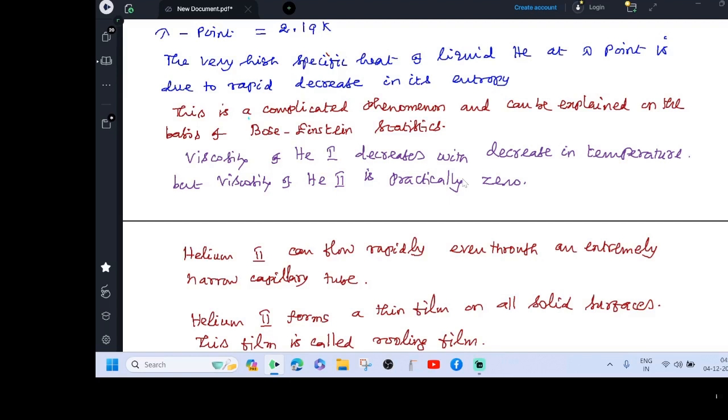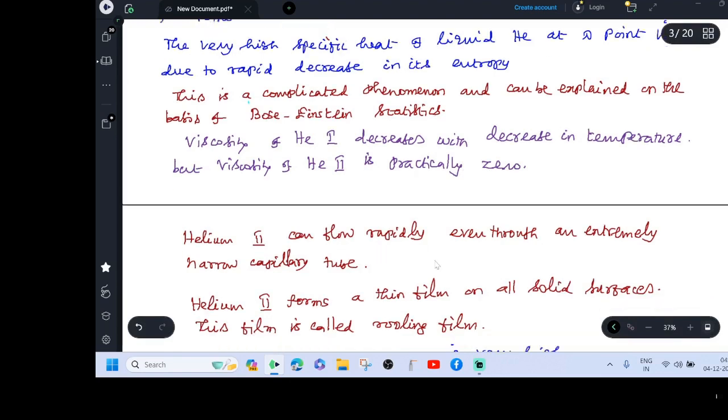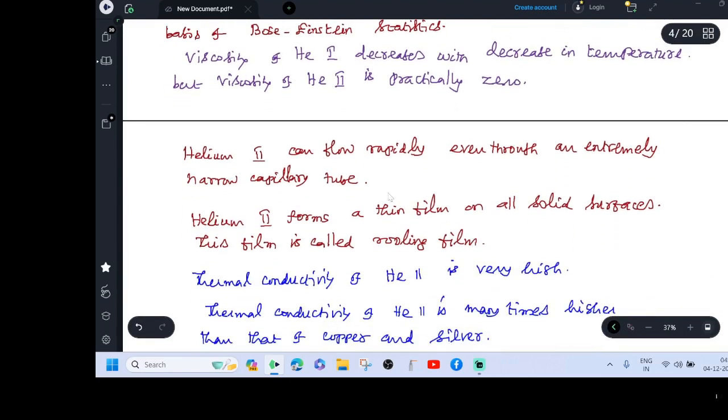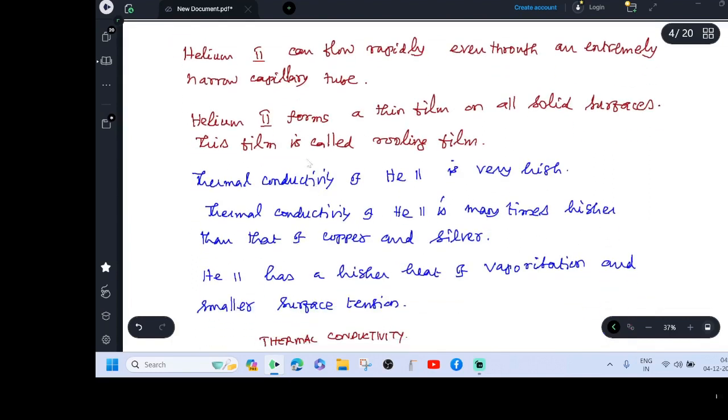However, the viscosity of helium 2 is practically zero. Helium 2 can flow rapidly even through an extremely narrow capillary tube. Helium 2 forms a film on solid surfaces. Such a film is called a rolling film.